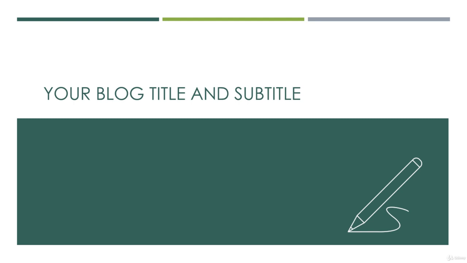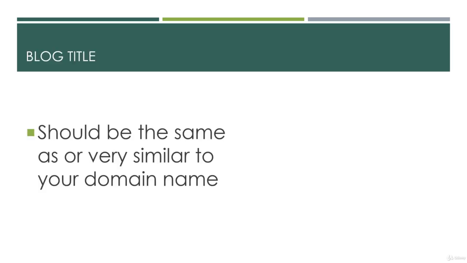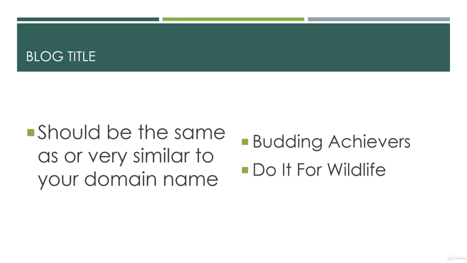Okay, what about coming up with a good title and subtitle for your blog? Now the blog title, this is pretty easy because it should be the same or very similar to your domain name. So with the domain name buddingachievers.com that we looked at earlier, the title would just be Budding Achievers. And doitforwildlife.co.uk, the title would simply be Do It for Wildlife.